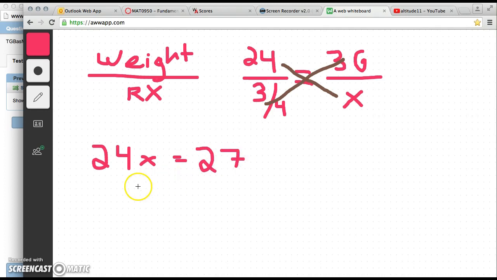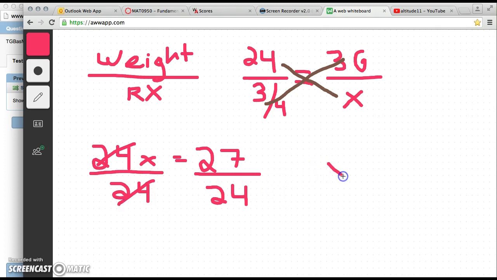All right. So the last thing we need to do then is just go ahead and solve for X, and we would do that by dividing by 24. Notice that the X is connected to 24 through multiplication. So to undo this multiplication, we would divide by 24. And whatever you do to one side, you would have to do to the other in order to maintain your equivalence. So our 24's cancel on the left-hand side. All we're left with on the left-hand side is X equals, and we have 27 divided by 24.